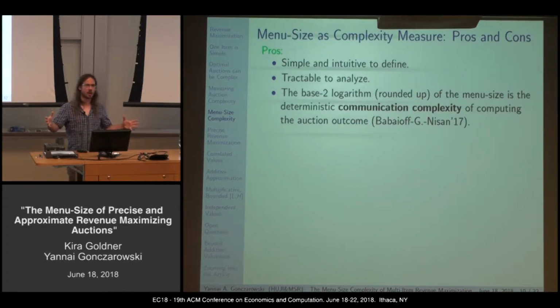We have some kind of auction that's common knowledge to the buyer and to the seller. And now the seller and the buyer simply want to run this auction. So somehow the buyer has to tell the seller either his type or which menu entry he chooses, or something that has enough information for the seller to understand the result of running the mechanism. And it turns out that the base 2 logarithm, rounded up, of the menu size is precisely the number of bits that the buyer and seller have to interchange so that they both know the outcome of the auction.